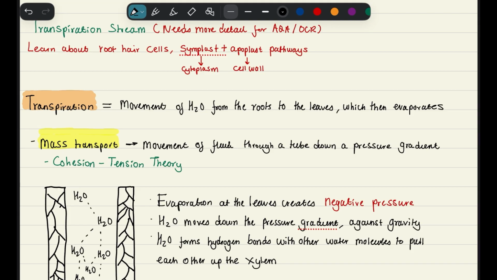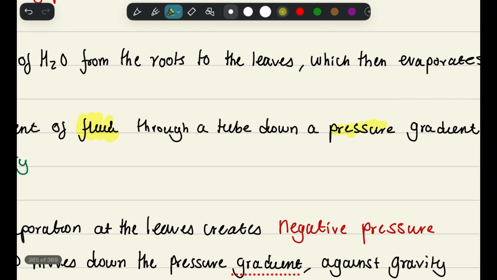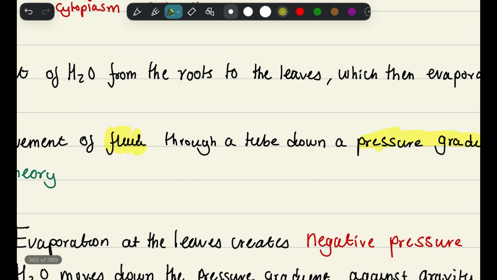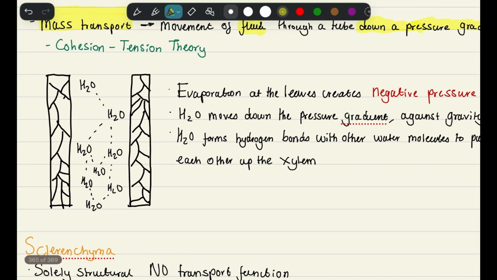Now, we also need to talk about mass transport. This is something that we've defined all the way back in topic 1. But mass transport is the movement of fluid through a tube down a pressure gradient. So very important things that we're saying: we're referring to the movement of fluids, and we're referring to a pressure gradient, so include down a pressure gradient. And the way that they're going to do this is mainly cohesion tension theory. So I've done my best to draw a diagram.